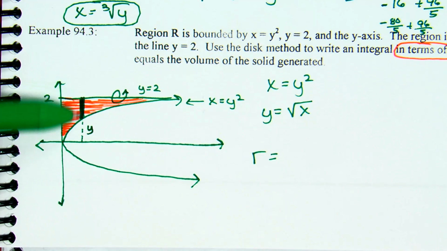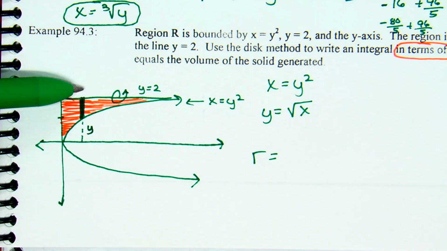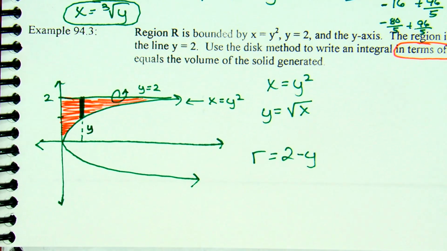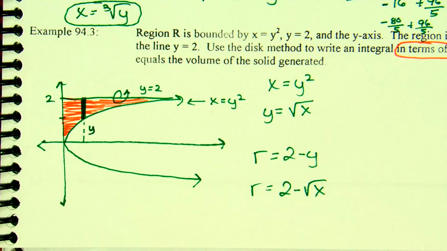Because the distance from the x-axis to our point of revolution is 2. If we take off this y value that we don't need, it's 2 minus y. What do we know y is equivalent to in this problem, though? Square root of x. So our radius is going to be 2 minus square root of x.